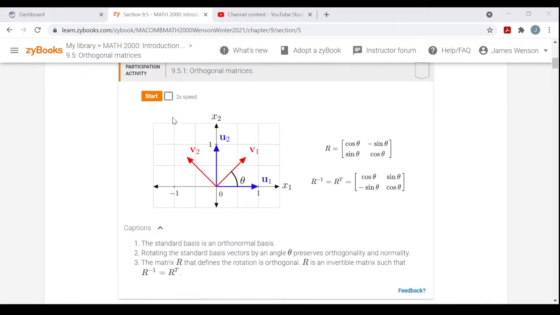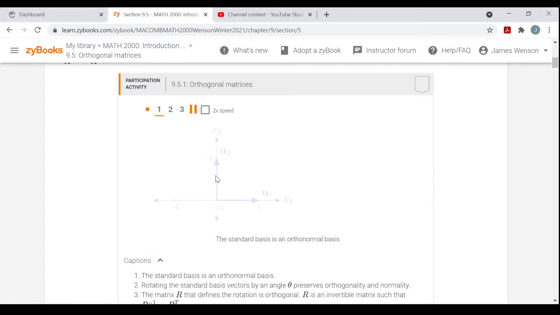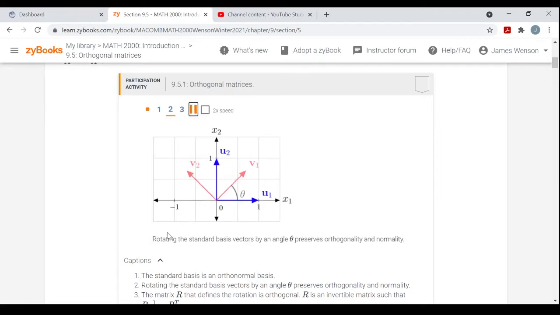Let me show you a little animation here. Remember the standard basis for R2, (1, 0) and (0, 1). That's an orthonormal basis. These are orthogonal under the dot product, and they're both 1 unit long, so they're both unit vectors. Rotating the standard basis vectors by an angle of theta preserves orthogonality and normality. If you took the blue vectors and rotated them counterclockwise by theta radians, you'd get these two red vectors, v1 and v2, that are still orthogonal under the dot product and still 1 unit long.